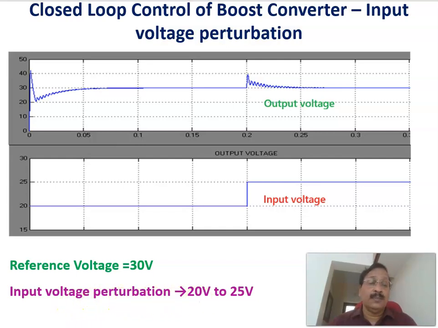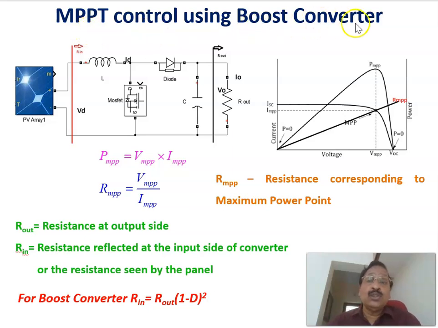So that is the closed loop control of a boost converter output waveform when the input voltage is changed. Now let us see an application of the boost converter.